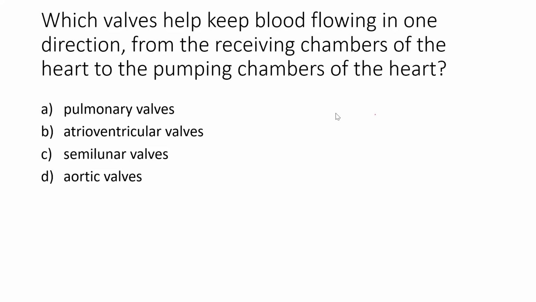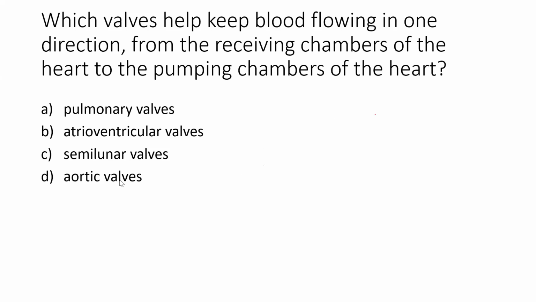So which valves help keep blood flowing in one direction from receiving chambers of the heart to pumping chambers of the heart? And many of you selected B, which is atrioventricular valves, and that is correct, okay? So remember we said AV valves separate atria from ventricles. Semilunar valves separate the ventricles from the arteries, okay?